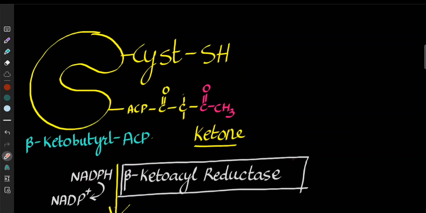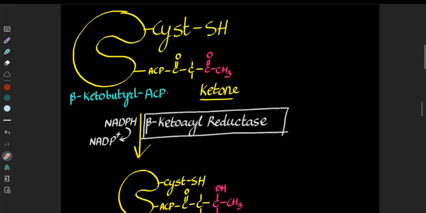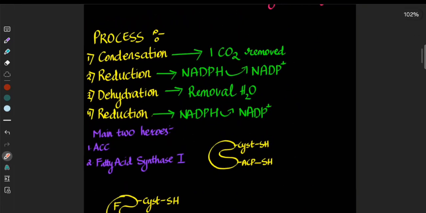Now, as we finish the process of condensation, the process of reduction will take place. In reduction, the enzyme which will be used is beta keto acyl reductase, right? So it's going to reduce. That means it's going to add hydrogen, right? Now, as I told you in our first thing, whenever I talk about reduction, NADPH will get oxidized to NADP plus, right? So this hydrogen will get donated, and over here also we have the same thing.